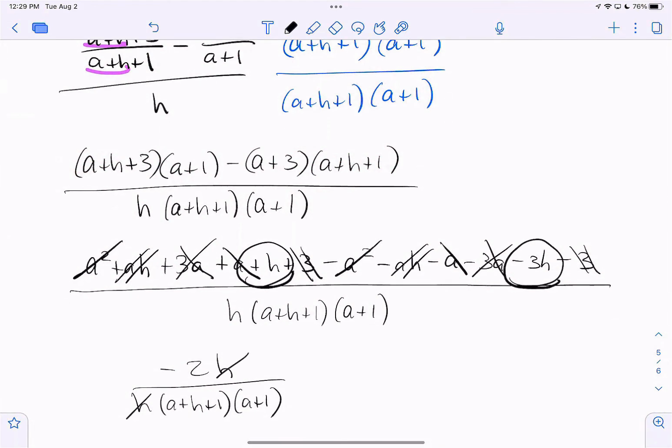And as I said before, when we are simplifying a difference quotient, a factor in the denominator is going to divide out. I'm left with negative 2 over the quantity of a plus h plus 1 times a plus 1 as our final answer.